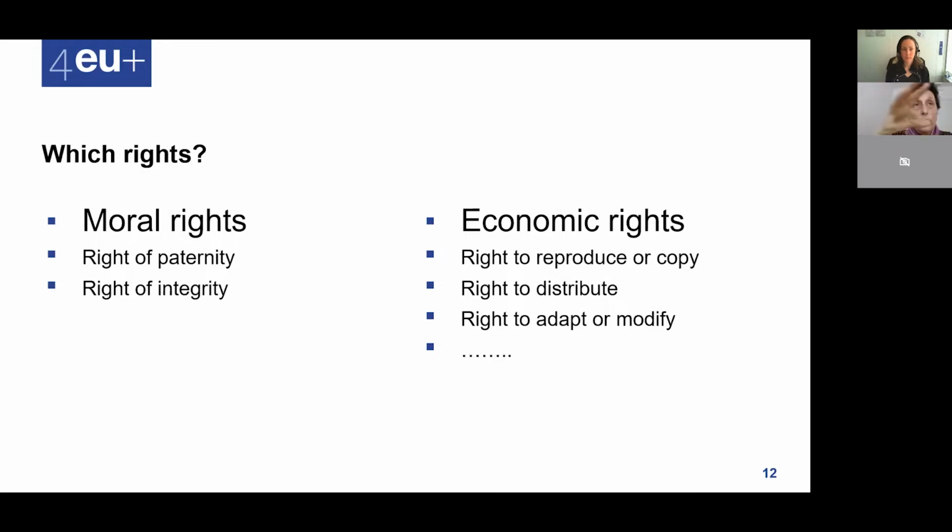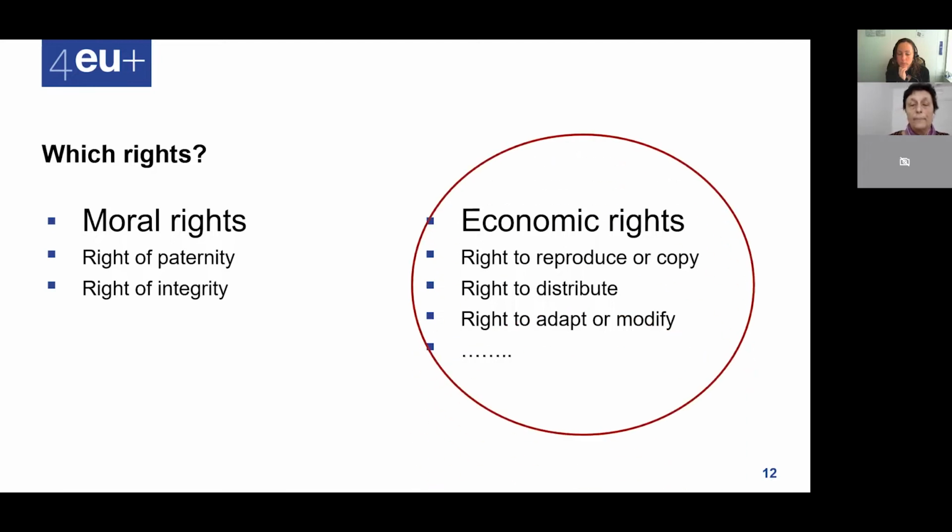Which rights are involved in the protection? We have moral rights, such as the right of paternity or right of integrity of the work. These rights are not transferable. And then we have the so-called economic rights: right to reproduce or copy a work, right to distribute, right to adapt or modify, to translate, and so on. These economic rights can be transferred to a third party, normally to a publisher.